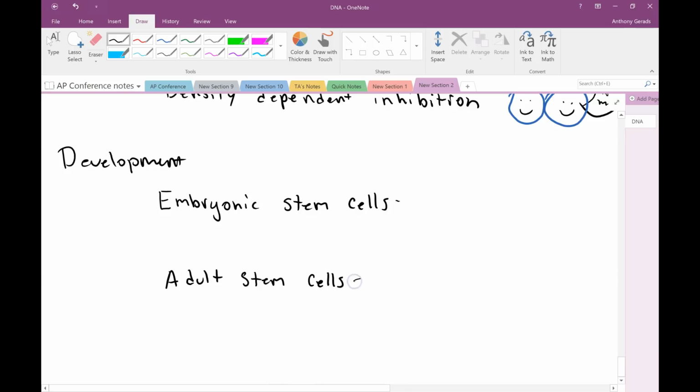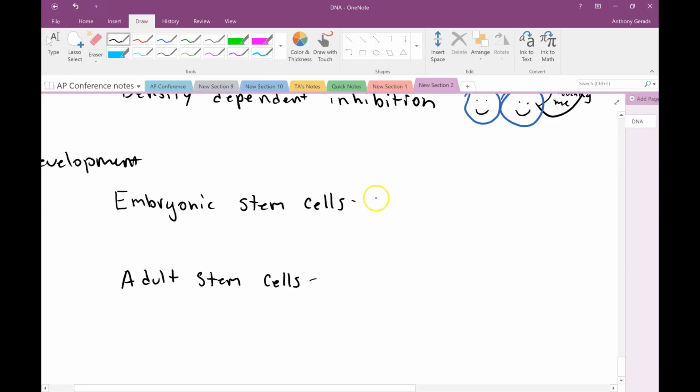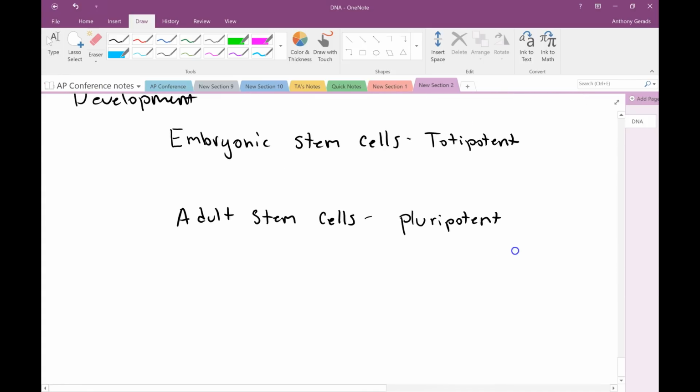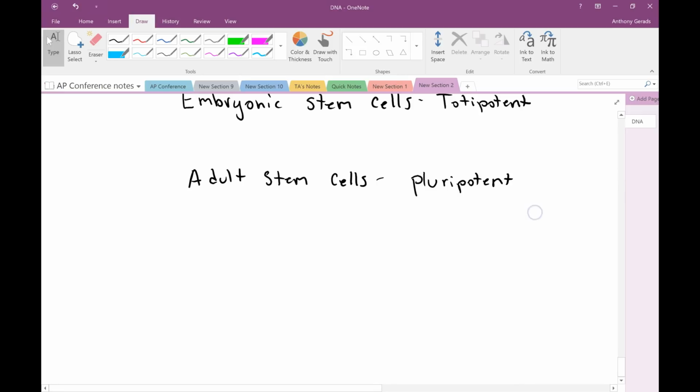You remember the difference between the two? Embryonic can give rise to any type of cell completely. And there was a term for that. It was totipotent. Meaning it can give rise to any type of cell. Where adult stem cells cannot. They can give rise to a lot of them, but not all of them. So they're called pluripotent. Adult stem cells are called pluripotent. Okay. Last one, cloning.